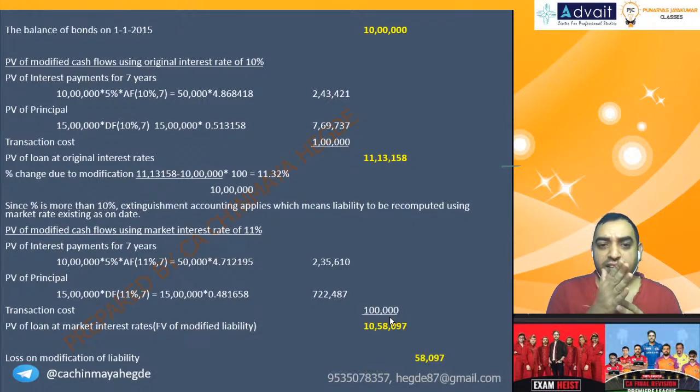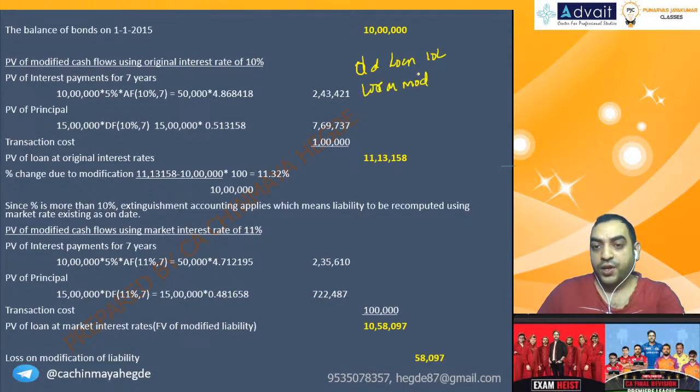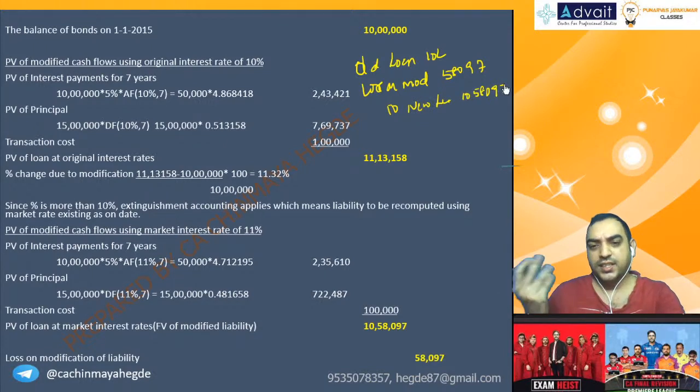The journal entry is very simple. The existing loan amount of 10 lakh is there. So you debit the old loan 10 lakh and loss on modification 58,097, to the new loan 10 lakh 58,097. That's all the journal entry. No other journal entry you can expect. Very simple. The old loan is derecognized, the new loan is recognized, and the difference is transferred to the P&L account as loss or profit on modification. In this case, it is a loss on modification.